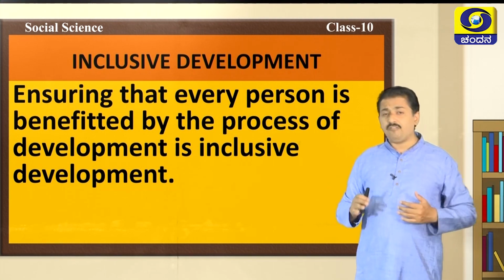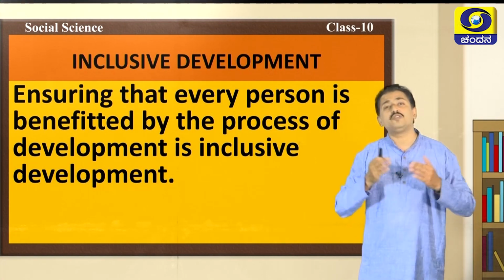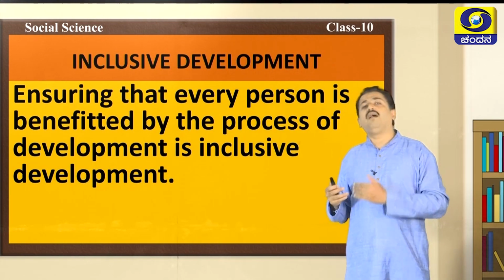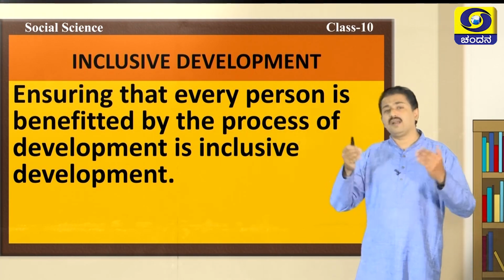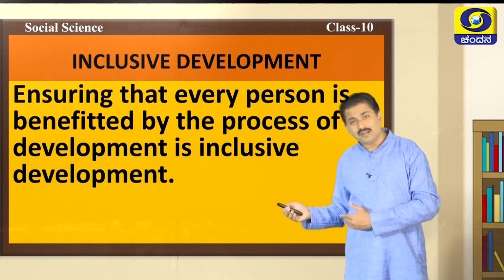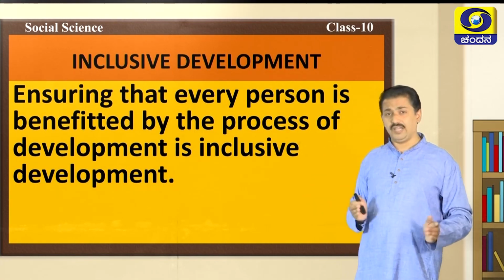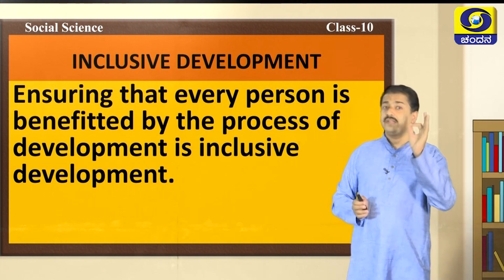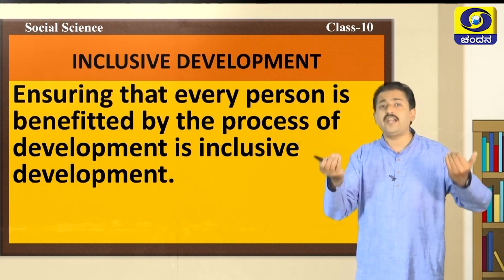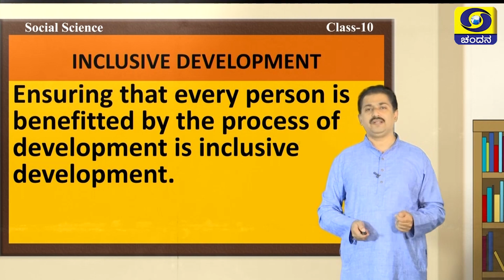That means in the process of development, no section of the society should be left out, everyone should be considered, whether it is women or children, the aged, linguistic or religious minorities, or the backward classes, scheduled caste, scheduled tribe. Every section of the society should be considered in the process of development. Every section of the society should get the benefit of development, that is called inclusive development.